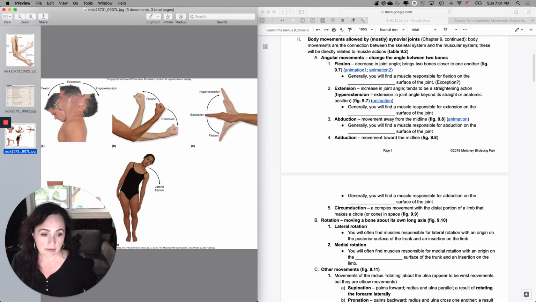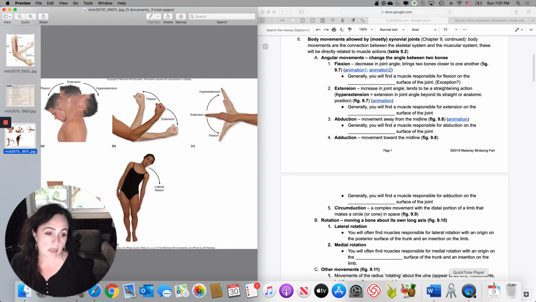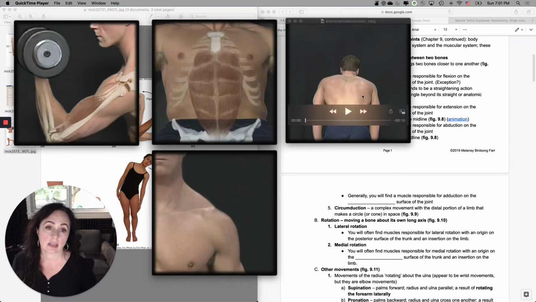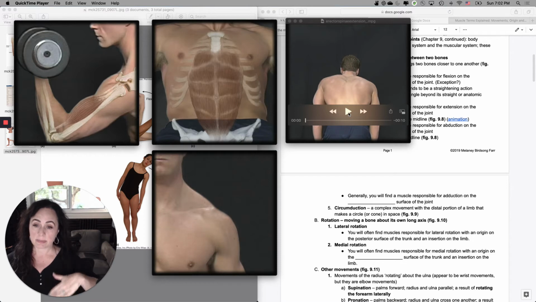So let's look at a video that shows us extension. Okay, so again, what we are looking at with this one is trying to figure out whether it makes sense that it's extension, because is it replacing something to anatomical position, right? Going from a lesser joint angle to a greater joint angle, and usually replacing it to anatomical position. And then the other question you want to be asking yourself is, can you figure out where approximately the origins are relative to the insertions?